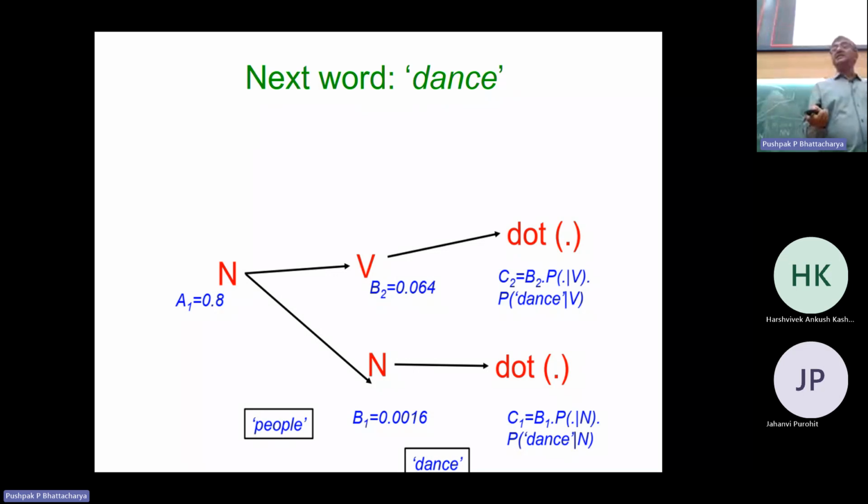Okay, so the accumulated probability is 0.8, and B1 and B2 are the product of probabilities, which is giving me 0.0016 and 0.064. The next token which is seen is the dot. So we have to consider the probability C1 and C2, which is nothing but the product of B2 into probability of dot given V into probability of dance given V. And C1 is B1 into probability of dot given N multiplied by probability of dance given N. Okay, so all these path probabilities have been computed, and we should be able to finally get the result.